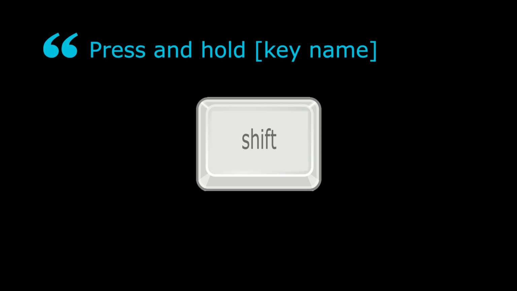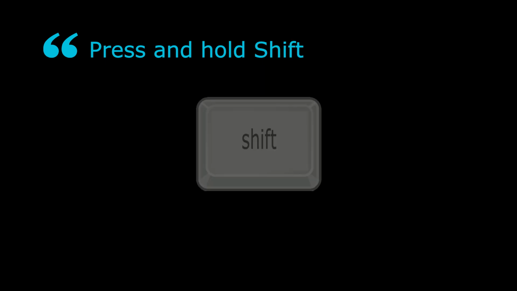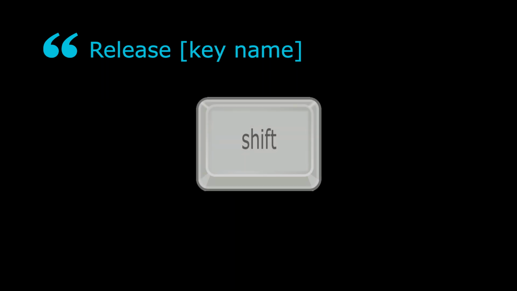Sometimes you may need to hold keys down for an extended period of time. To do this, use the command press and hold followed by the key name. For example, you could say press and hold shift. The key will remain pressed until you use the command release followed by the name of the key. If you want to release all keys, you can use a single command, release.